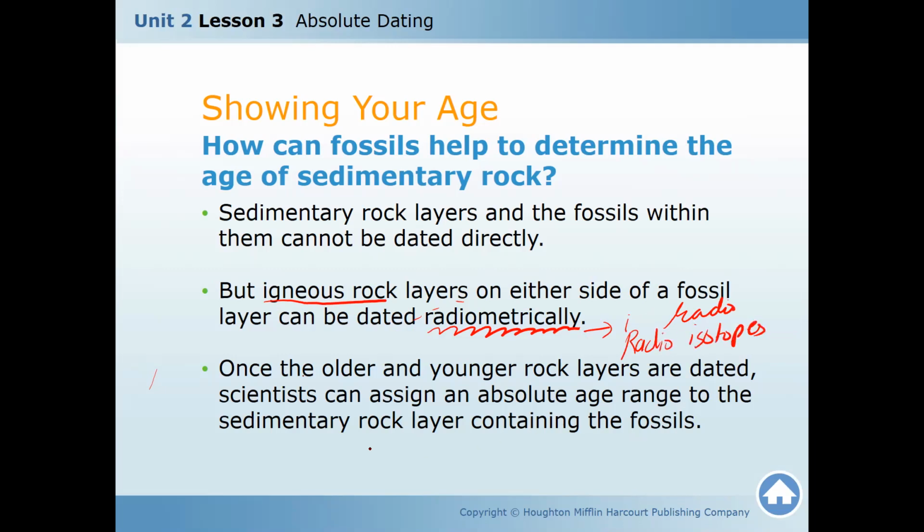Radioisotopes. Once the older and the younger rock layers are dated, scientists can assign an absolute age. You see the younger rock, you see the older rock, and you see the range between them to know the absolute age of the sedimentary rock containing the fossil.